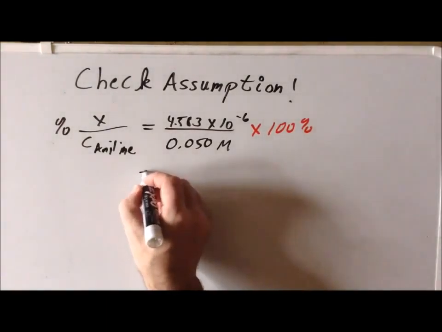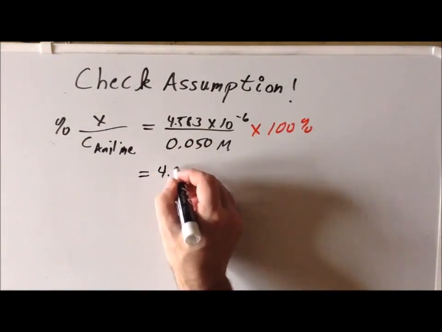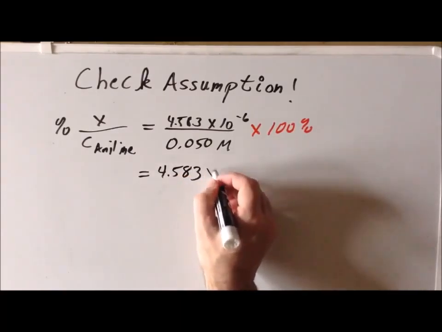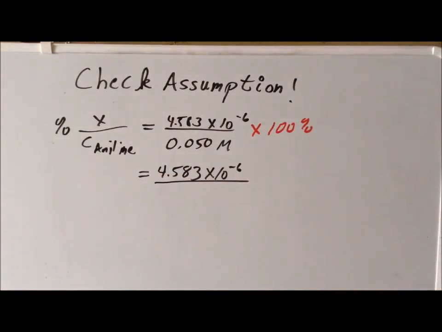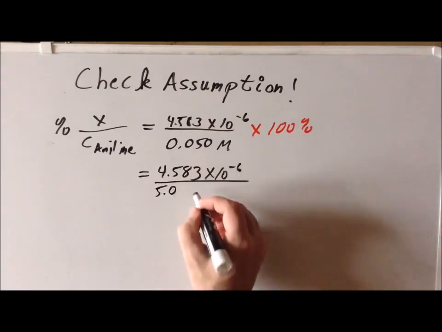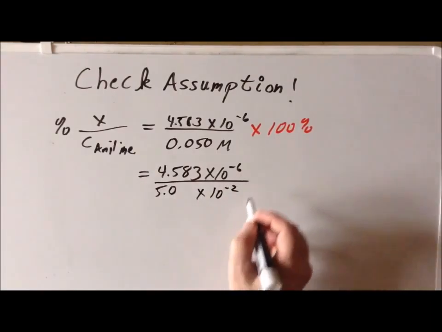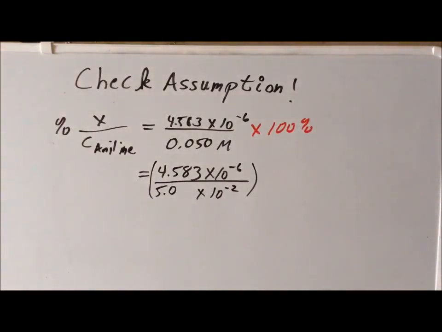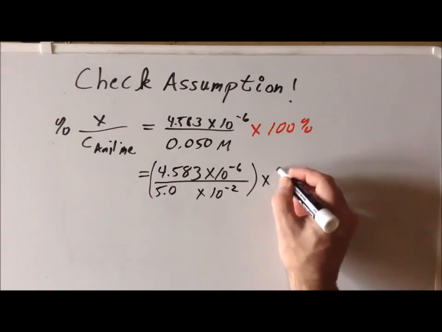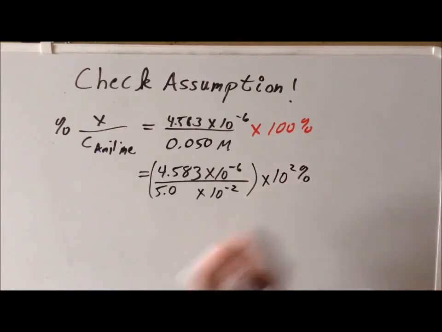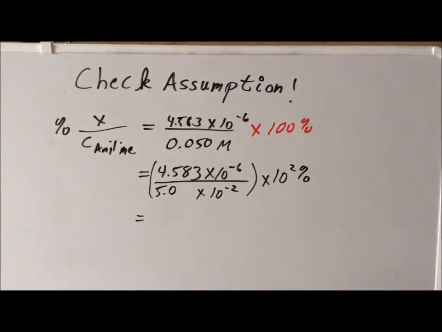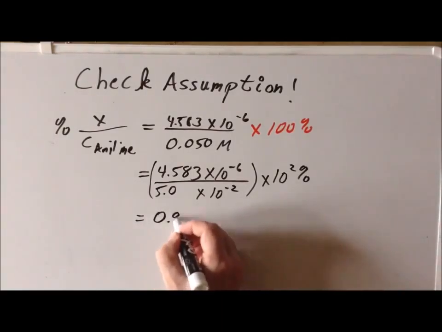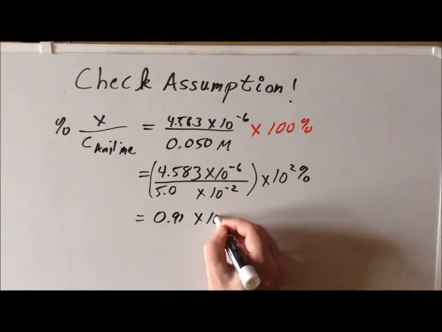So we can keep the numerator the way it was, 4.583 times 10 to the minus 6th. And then we can convert the denominator also into scientific notation as 5.0 times 10 to the minus 2 power. And then the trick we want to use here is to write 100% as a power of 10, and we can do that as 10 to the 2nd power percentage. If we do the manipulations here, we recognize that we're going to get a value of 0.91 times 10 to the minus 2nd power percentage.